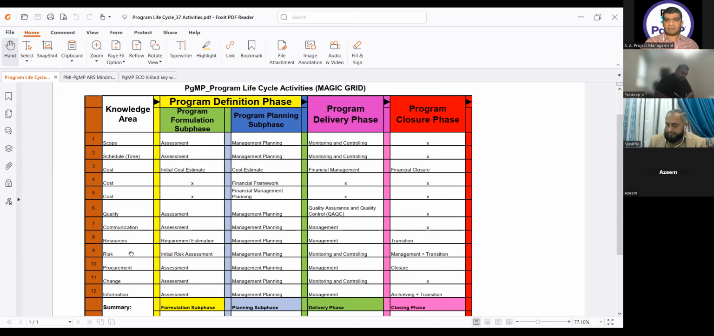Then we have risk. In the formulation phase, we have initial risk assessment, then management planning, monitoring and controlling, and in the closure phase, we have management and transition.